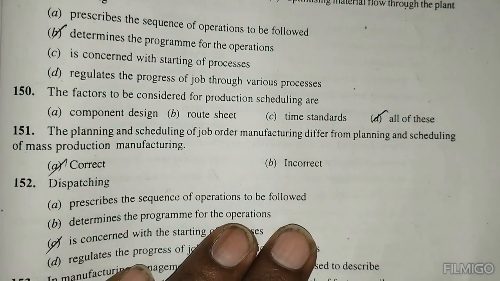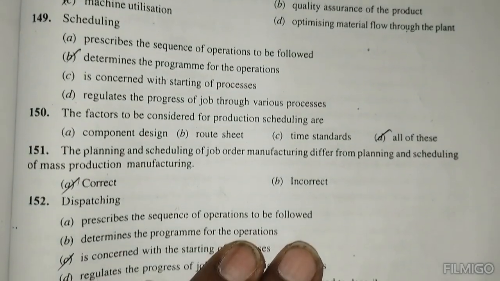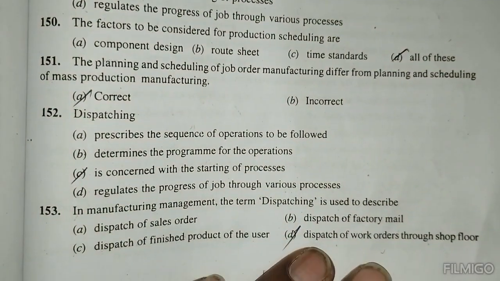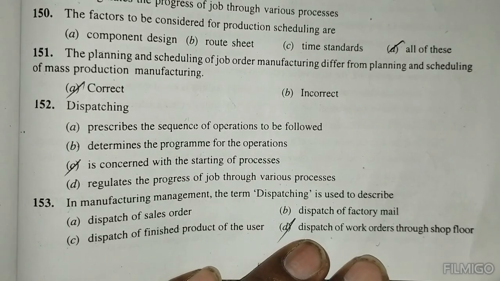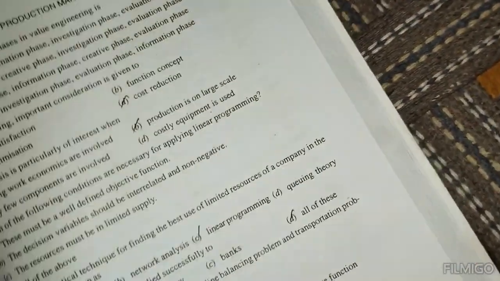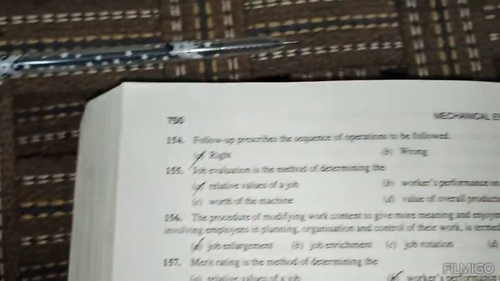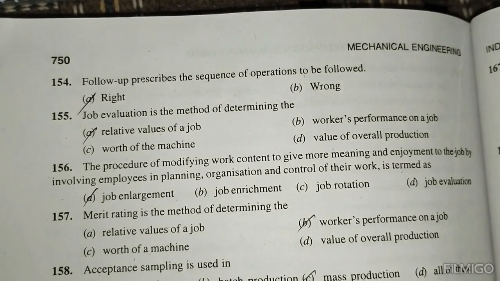The planning and scheduling of job order manufacturing differs from the planning and scheduling of mass production manufacturing. Dispatching is concurrent with the starting of processes. In manufacturing management, dispatching describes the dispatch of work orders through the shop floor. Follow up the prescribed sequence of operations.